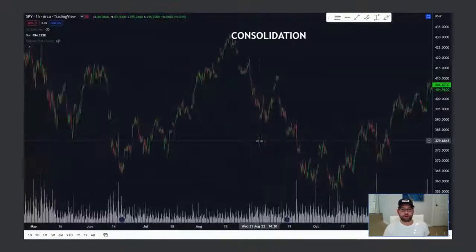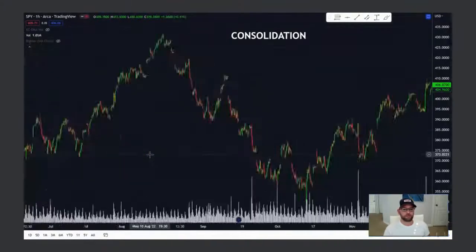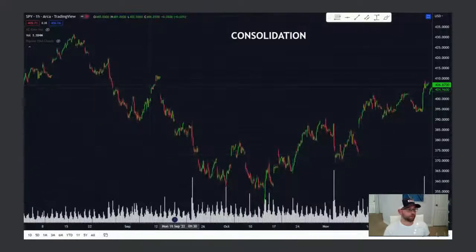But when you squeeze the chart down, you're covering quite a bit of time, as you can see down here. This is a whole month. From September 19th to October, you had this consolidation here. So let me show you how you can use these to trade.